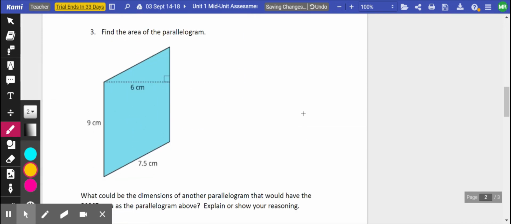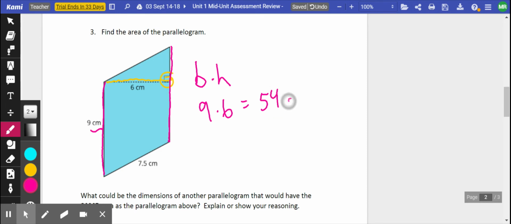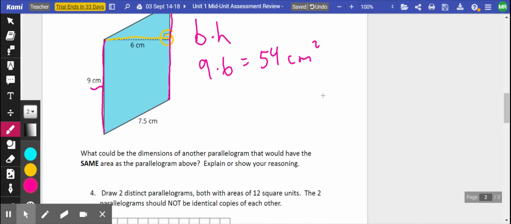Number three, we're asked to find the area of this parallelogram. And we are given the length of both of the bases, and we are given the height. I see the right angle right there, and so I know that 6 centimeters is going to be the height that I should use. And that line segment connects these two bases, which means 9 is the base that I should use for the area of this parallelogram. The area of a parallelogram is base times height. 9 times 6 is 54. So the area of this parallelogram is going to be 54 square centimeters.